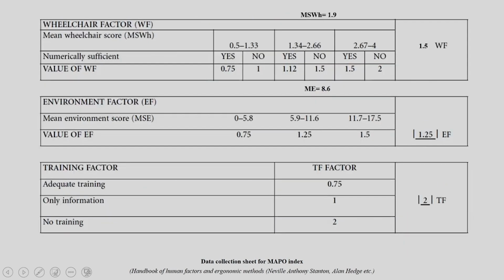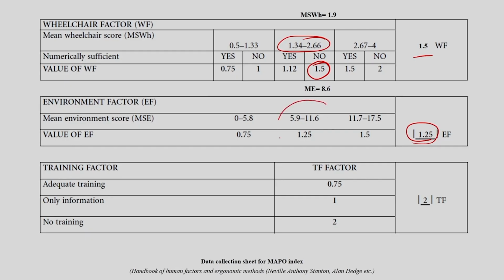So if it is 1.9, that means we are lying in this particular region, and the number of wheelchairs definitely was not sufficient. We had a total of 10 wheelchairs and the number of patients was 22. So technically we should need 11 wheelchairs, whereas we have 10. So the value in this particular case is 1.5. The environmental factor, we added them and it became the value of 1.5.